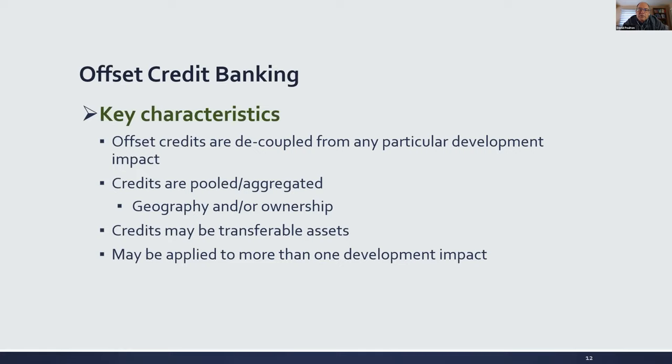So we can be dealing with chunks of offset credits that can be dealt with in a somewhat more efficient way than the one by one process of project-specific offsetting. That pooling again can be based on geography, which is service area, or it may be that you simply have one owner that holds a bunch of credits and therefore becomes essentially an efficient dispenser and distributor of those credits for use. Credits may be transferable assets. They aren't in all systems, and I'll comment further on that in my next slide. And they may be applied to more than one development impact. So not that one credit may be applied to a variety of development impacts, but rather a set of offset credits may be divided up among different development impacts.